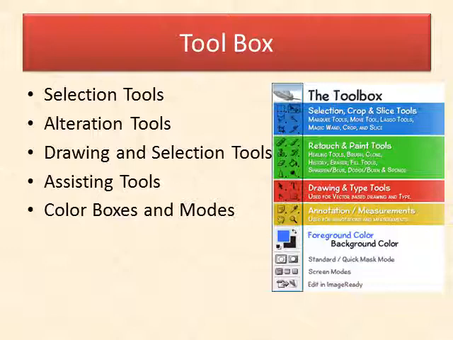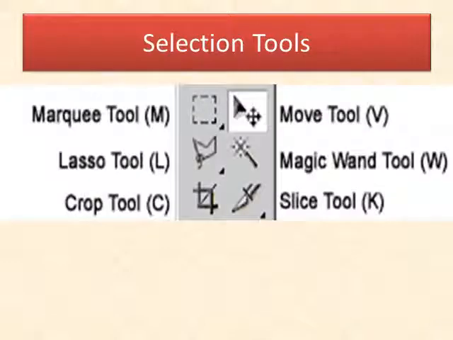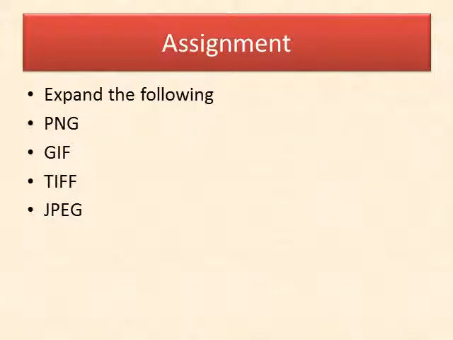The first part is the selection tool that consists of cropping and slicing tools. It includes Marquee, Move tool, Lasso tool, Magic Wand, Crop and Slice. The second group, that is the alteration tools, contains tools for retouch and paint. That is healing tools, brush, clone, history, eraser, fill tools, sharpen and blur, dodge and burn and sponge.